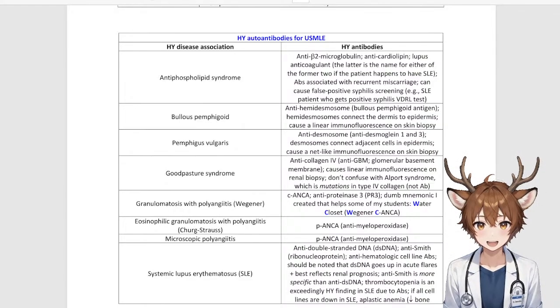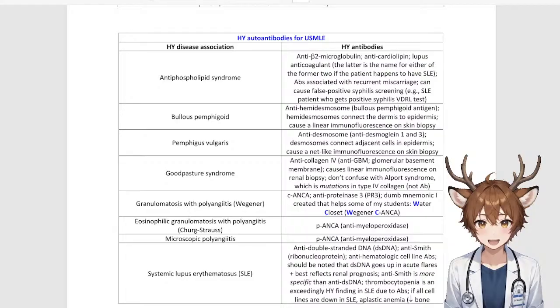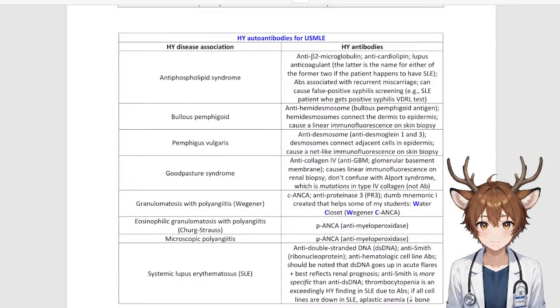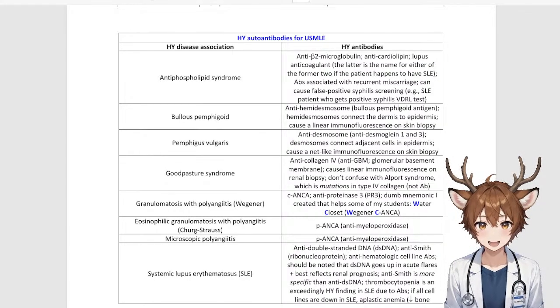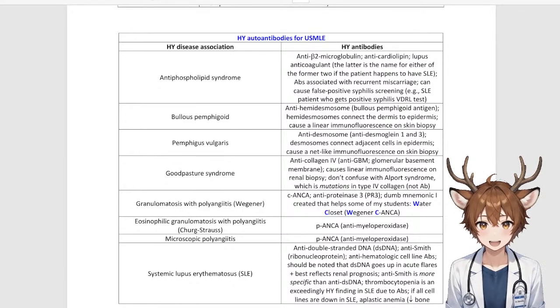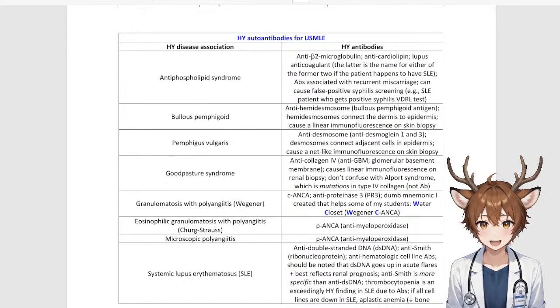Granulomatosis with polyangiitis, or Wegener. C-ANCA, antiproteinase 3, PR3. A dumb mnemonic I created that helps some of my students: water closet, Wegener C-ANCA. Okay. Eosinophilic granulomatosis with polyangiitis, or Churg-Strauss syndrome. P-ANCA, anti-myeloperoxidase. Microscopic polyangiitis, P-ANCA, anti-myeloperoxidase.